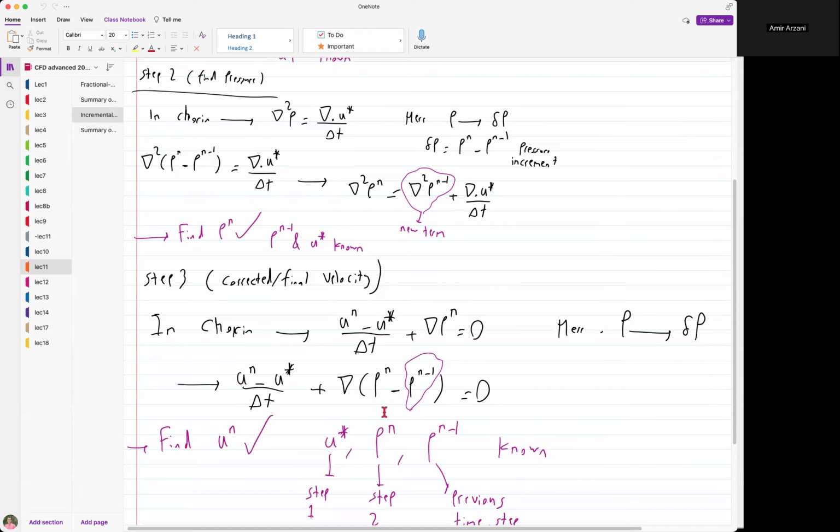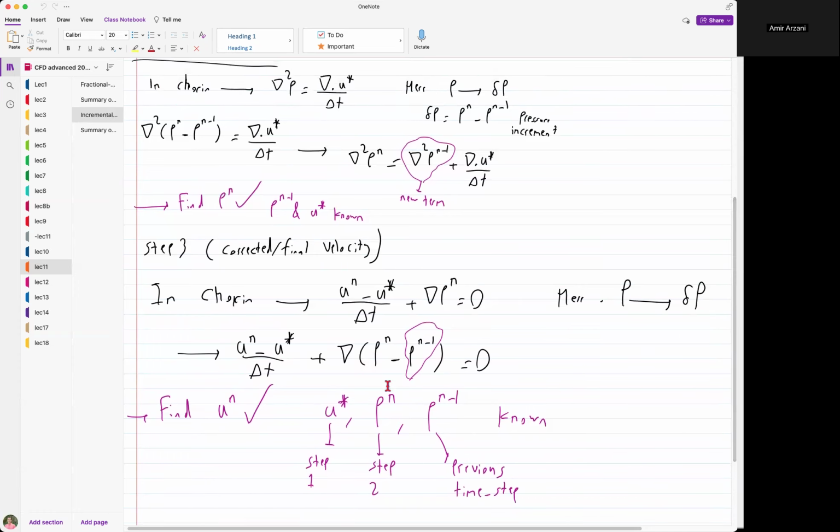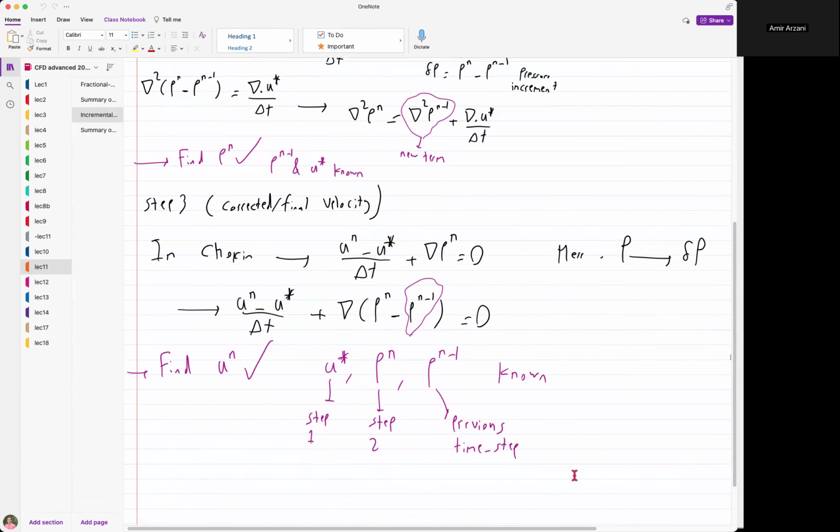Okay, so if you look at this equation, it's again similar to step 3 of Chorin. So the only unknown is U n that you find. So basically, U star from step 1, P n you found from step 2, and P n minus 1 from the previous time step. So this increment that we're including is not really causing any trouble for us. It's just known from the previous time step. So it's just adding something to the source term, the right-hand side of the weak form. But this way we can get a whole lot of increased robustness and accuracy.